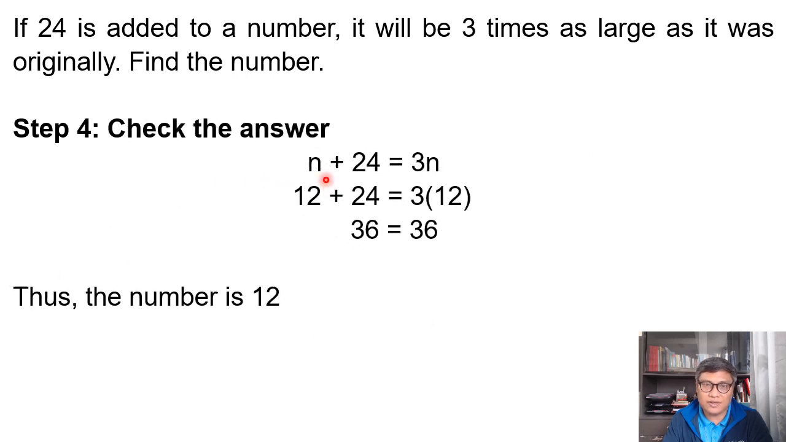is 12, then we can substitute this, class, into the original equation that we created. So n is 12, so 12 plus 24 is equal to 3n, which is now 36. So when you add 12 and 24, the result is 3 times the original number 12, which is correct. So therefore, the number, class, is 12. Okay, so that's how we solve, class, using the Polya steps.